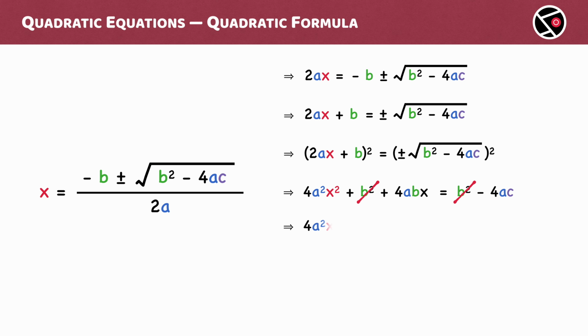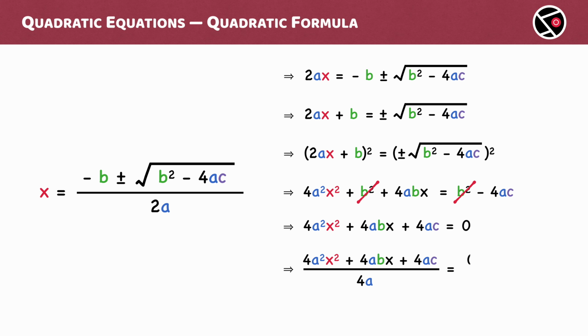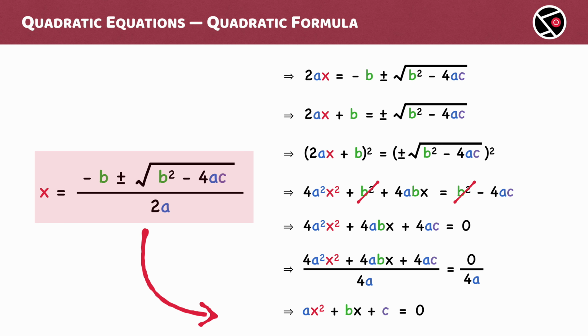4a squared x squared plus 4abx plus 4ac equals 0. Dividing both sides by 4a, we have ax squared plus bx plus c equals 0. The quadratic formula is not a random solution. It is directly related to the quadratic equation.